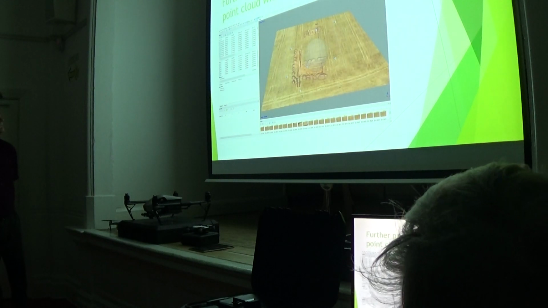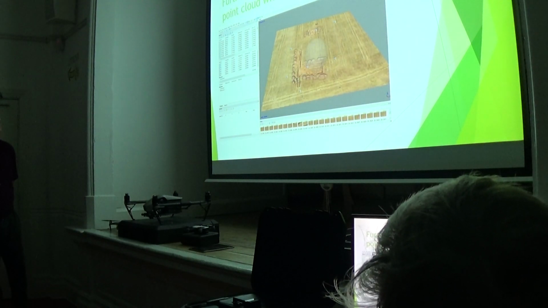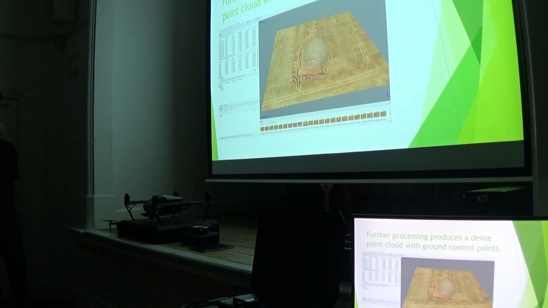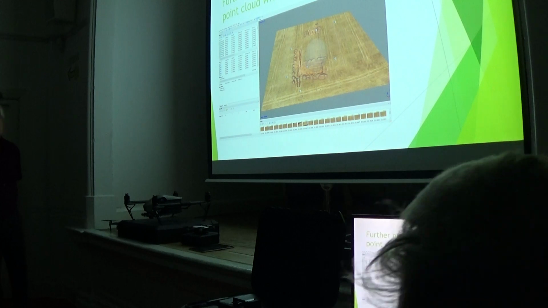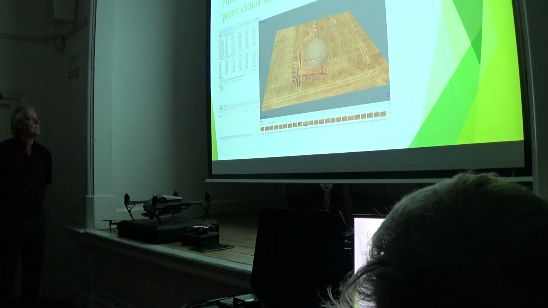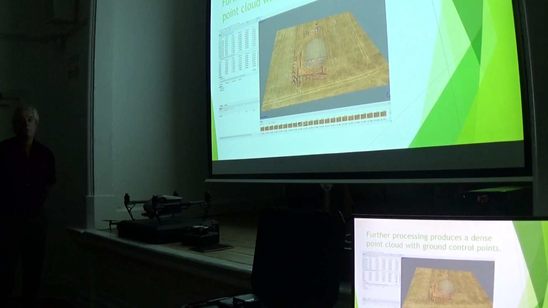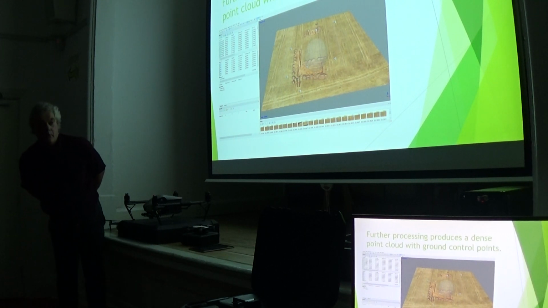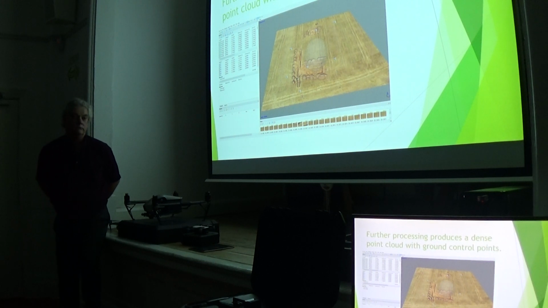Going on with the processing, we come up with the dense point cloud, and you can clearly see that it makes a lot more sense now, and that is the dig that took place. The blue markers are quite important. We went round the field with a very accurate GPS, which is all tied into Ordnance Survey's grid. This gives the model a real-world footing. It's geo-referenced to the real world.